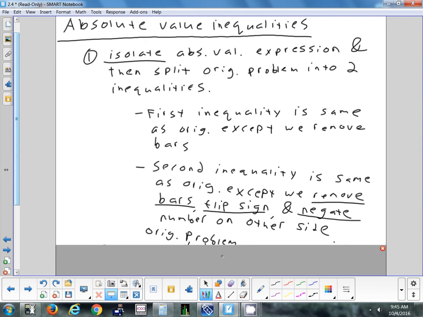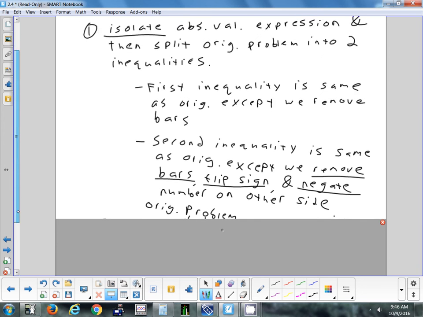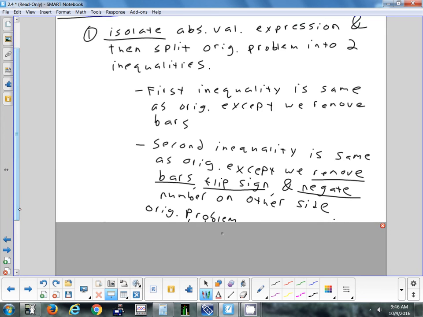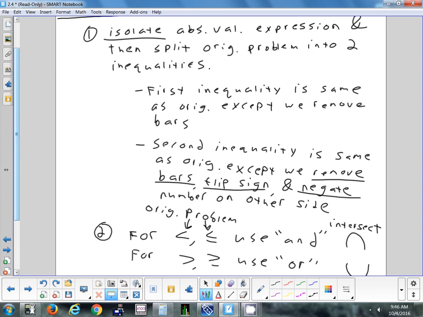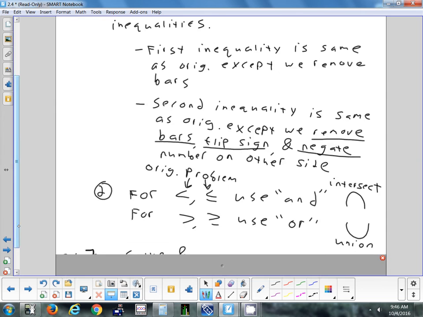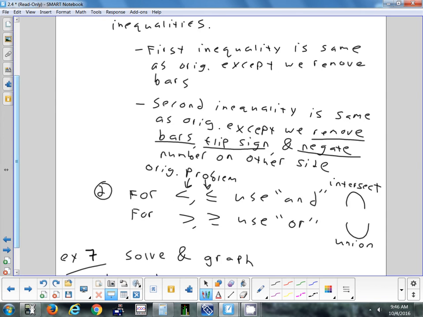Okay, so first one, just take out the bars. The second one, take out the bars, flip the sign, make the number negated. Change the sign of it. So that's a little bit of an extra step, but really step one is pretty similar to what we did yesterday.